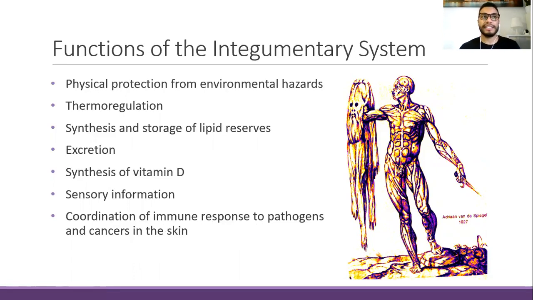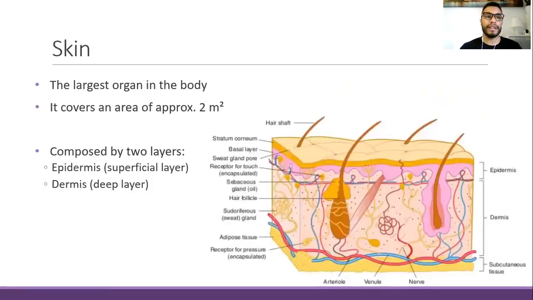So the skin is the organ that covers our whole body, so it serves as a protection. It's the largest organ in our body, the skin. It covers an area of approximately 2 square meters. And it's mainly composed of 2 layers.